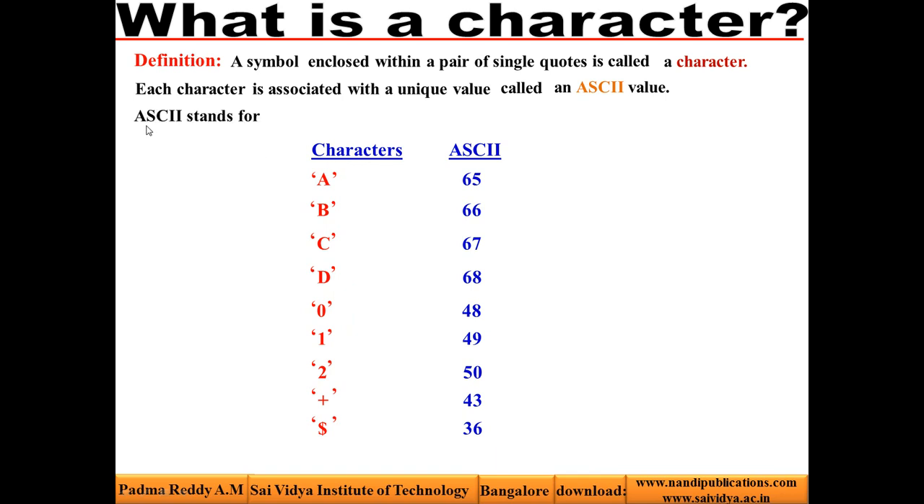Now let us see what ASCII stands for. In ASCII, A stands for American, S stands for Standard, C stands for Code, I stands for Information, and the second I stands for Interchange. So ASCII stands for American Standard Code for Information Interchange. Now we know the definition of a character. A symbol which is enclosed within a pair of single quotes is called a character. Each character is associated with a unique value called an ASCII value. ASCII stands for American Standard Code for Information Interchange.